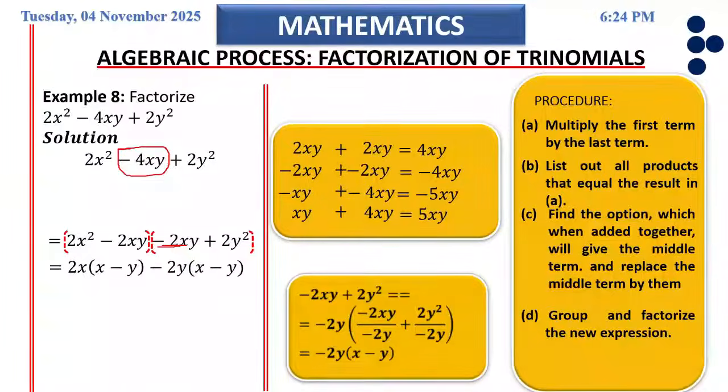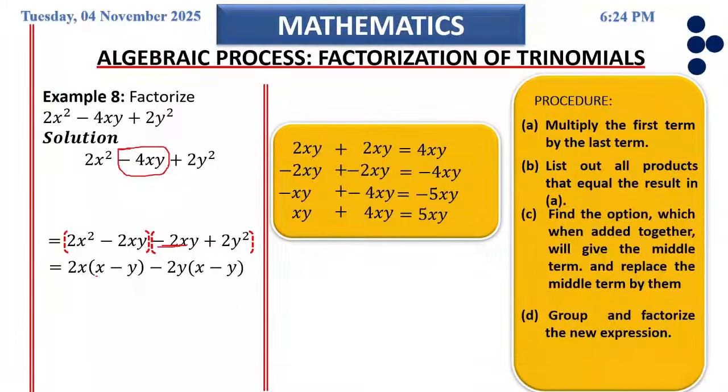So from what we have there, we can conveniently say minus 2y into x minus y. You can see our two similar values come out naturally. So you can conveniently write this as this. Is this your final answer? Are you sure? If you stop here, this is not going to be a very correct answer, because you're expected to factorize completely.